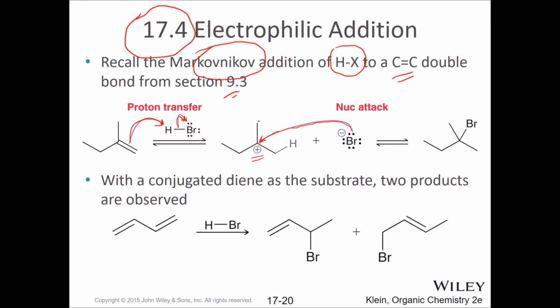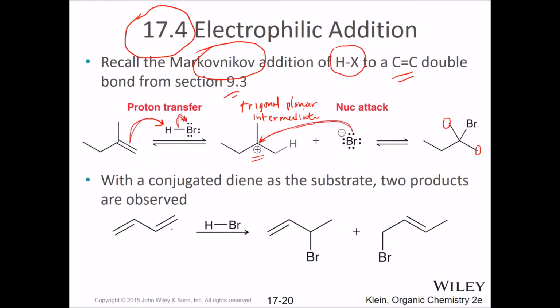It attacks both from the top and the bottom because we have a trigonal planar intermediate. Big deal. It attacks both on the top and the bottom. But since we've got two methyl groups here, it doesn't matter which, and we say that that's not a chiral compound. All right, very cool. Now with a conjugated diene, we get two products.